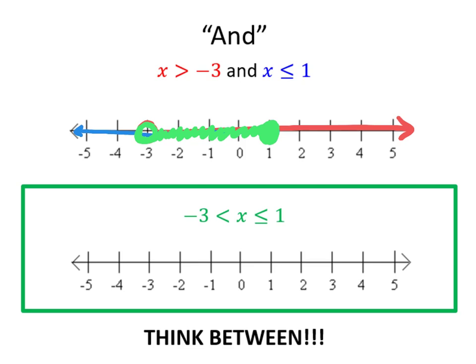What you would do is, it says -3 is less than x, so I would go to -3. Since it's just less than, it doesn't have the line underneath, it would be an open circle. My other number is less than or equal to 1, so I would have a closed circle at 1, and you're going to shade or graph the area that's between the two. The way of thinking of these is you want to think of it like it's between. You're shading the area that's between the two numbers.